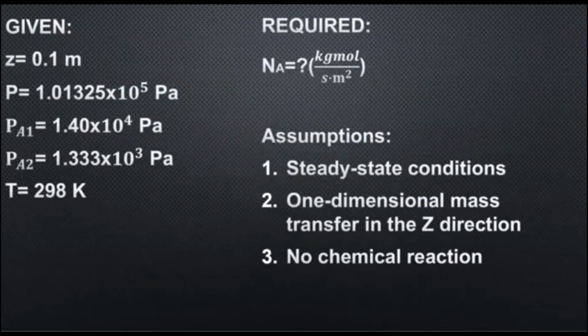In this problem, we are given Z, the length of the tube, at 0.1 meters, the total pressure at 1.01325 times 10 to the power of 5 Pascal, the partial pressure at point 1 equal to 1.4 times 10 to the power of 4 Pascal, the partial pressure at point 2 equal to 1.333 times 10 to the power of 3 Pascal, and the temperature at 298 Kelvin. We are required to solve for the flux of methane in kilogram mole per meter squared seconds.